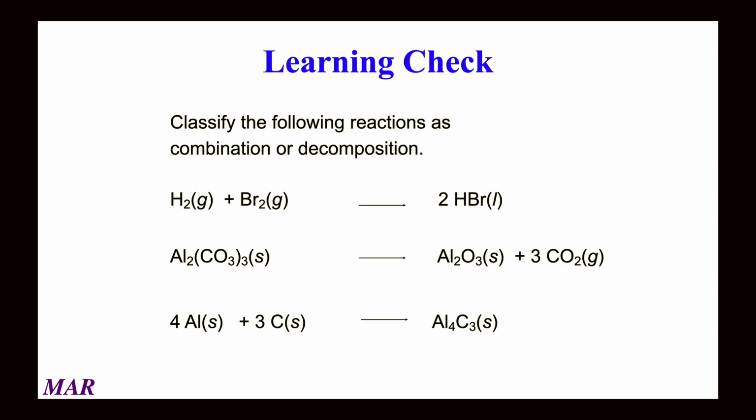So let's classify these reactions as combination or decomposition. The first one there, H2 and Br2 are coming together to make HBr. So 2 pieces are combining to make HBr. Combination reaction. The next one, aluminum carbonate, is breaking down to aluminum oxide and 3 CO2s. You can probably see that that one complex piece is breaking down to 2 pieces. That's a decomposition reaction. And then finally, the last one, aluminum and carbon are making what's called aluminum carbide. Multiple pieces making one piece, combination reaction.